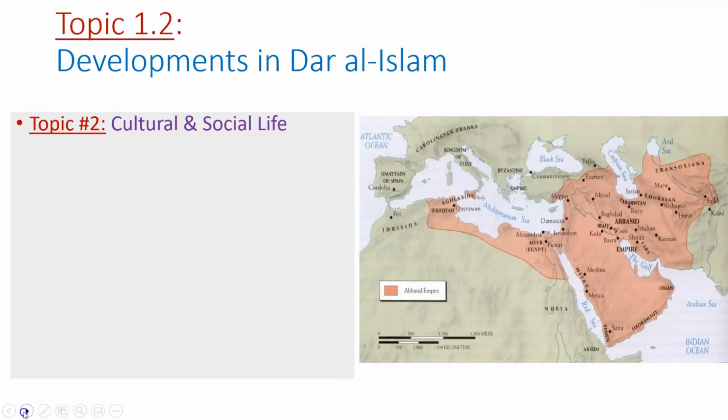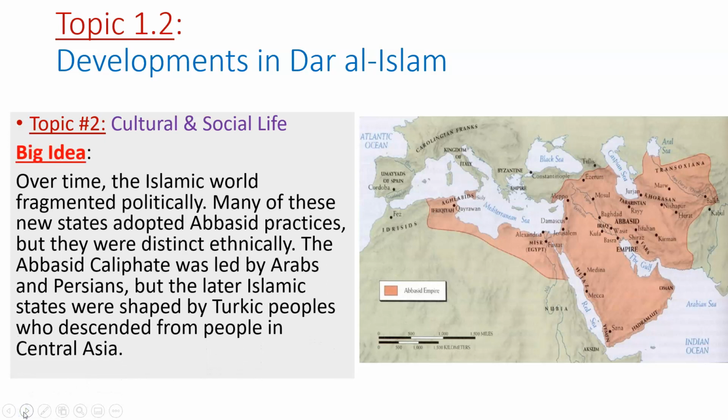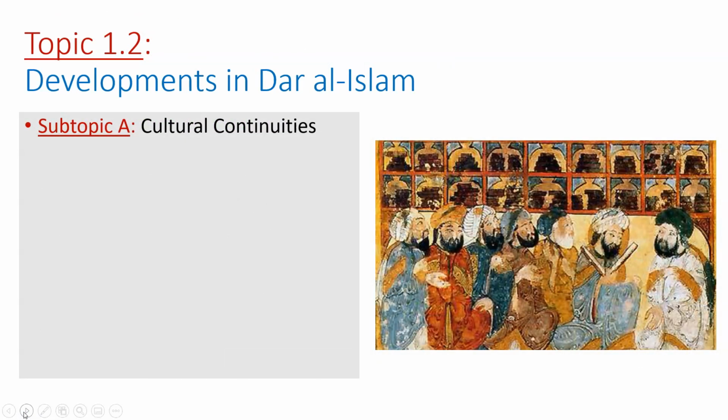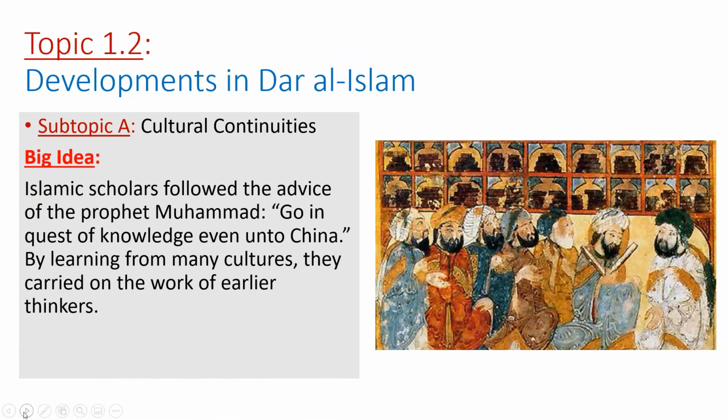The big idea for topic number 2, cultural and social life. Over time, the Islamic world fragmented politically. Many of these new states adopted Abbasid practices, but they were distinct ethnically. The Abbasid Caliphate was led by Arabs and Persians, but the later Islamic states were shaped by Turkic peoples who descended from people in Central Asia. If you looked at a current map, where's Persia? You won't see it, right? Modern day Iran.